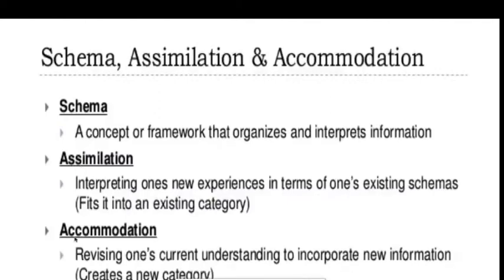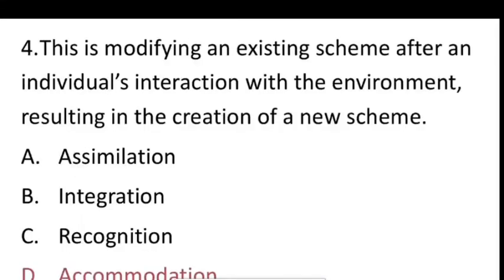But when you say accommodation, nakikita mo yung C at C dito. Accommodation here would mean a change in schema. Okay, nag-change, naging different yung schema mo, yung concept mo about a certain thing. So when you say accommodation, you are revising your understanding to incorporate new information, na change ang schema mo about a certain thing. So going back to our question, the question said, you have modified an existing scheme or schema. Okay, so that's why our answer here would be accommodation. Again, accommodation is changing your scheme, changing your schema.